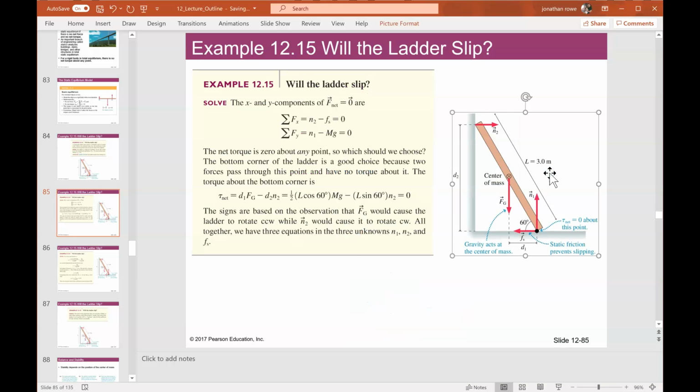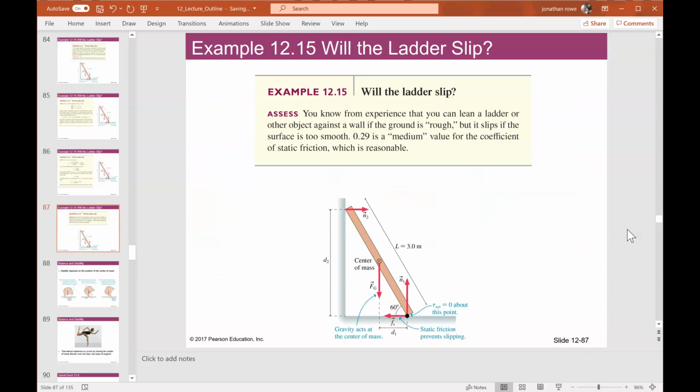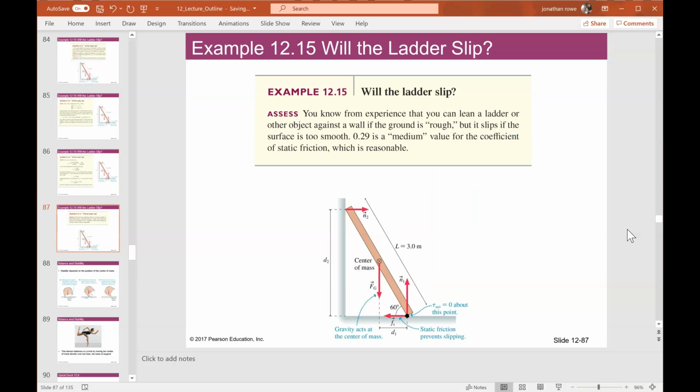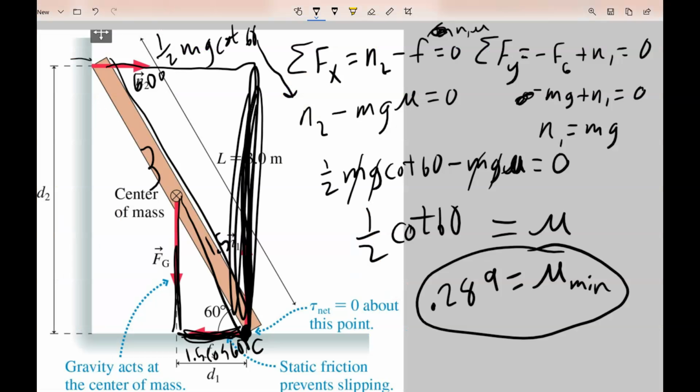I hope we got it right. Come on. 0.29, isn't that what we got? 0.29. I think that's what we got, isn't it? Let me make sure. Yes, it is 0.29. Excellent. Woo!